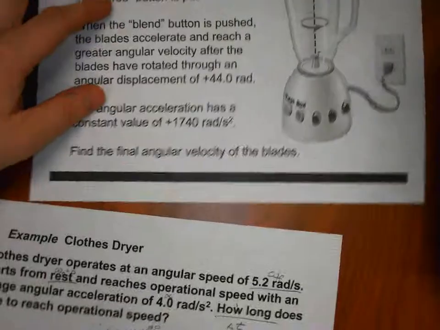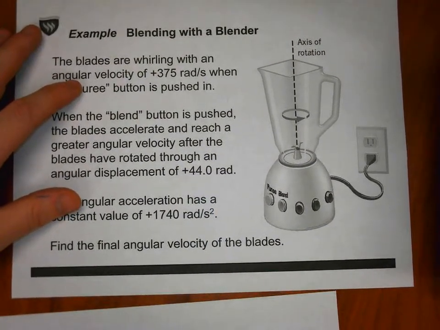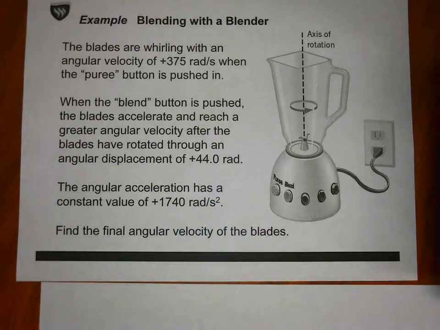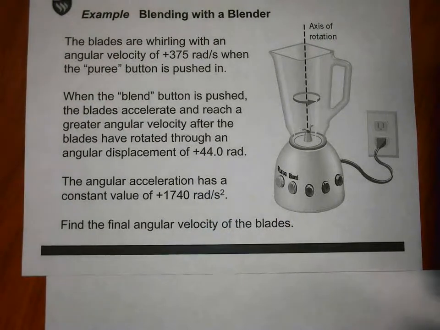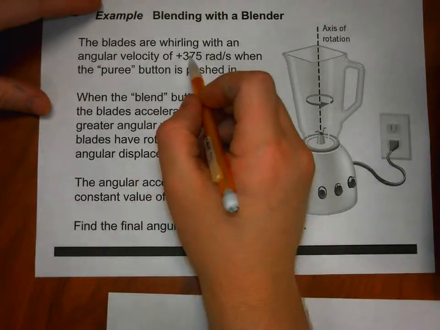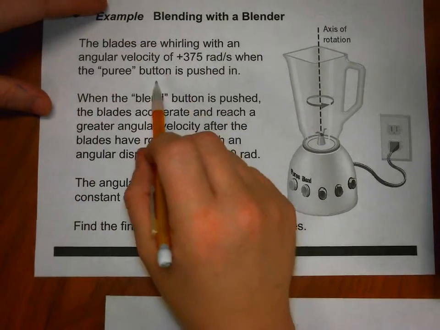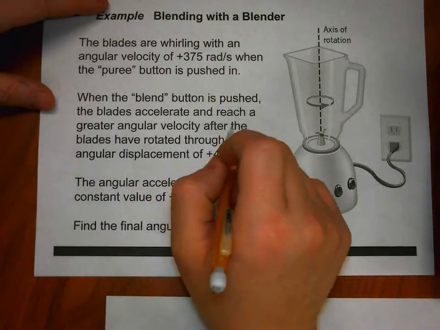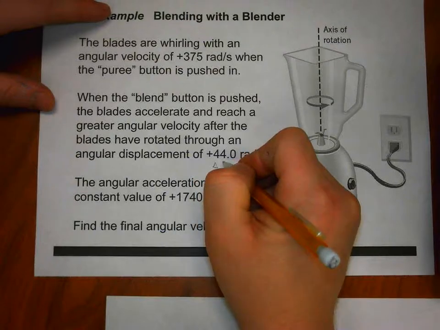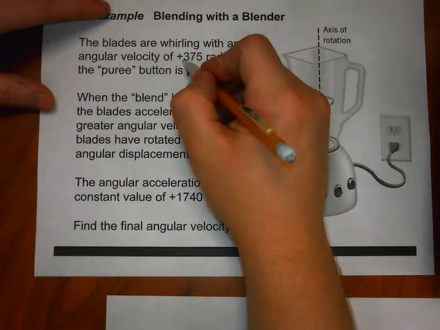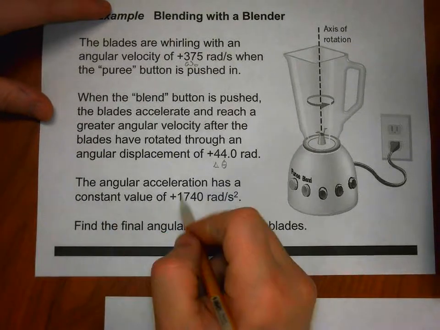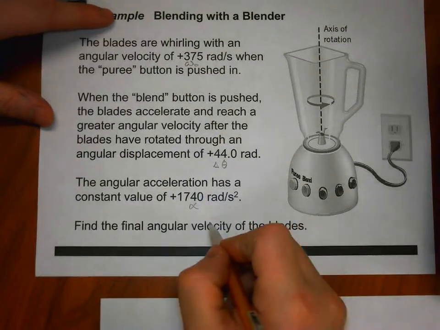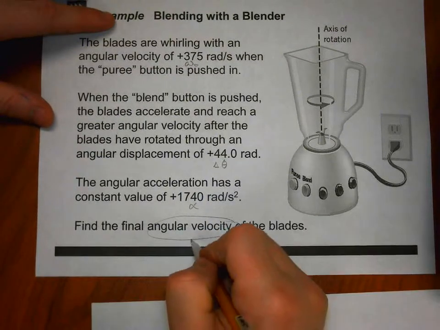So let's look at another situation. You're running a blender. The blades are whirling with an angular velocity of 375 radians per second when the puree button is pushed in. When the blend button is pushed in, the blades accelerate and reach a greater angular velocity after the blades have rotated through an angular displacement of 44 radians. That is delta theta. And this would be omega naught. The angular acceleration has a value of 1740 radians per second squared. That is alpha. Find the angular velocity of the blades, or omega f.